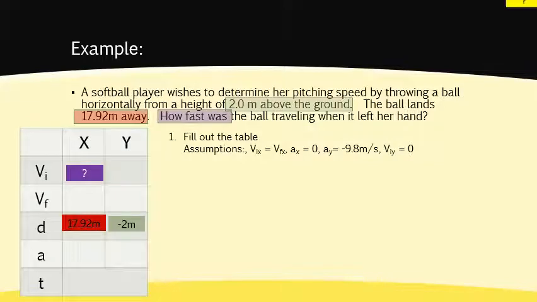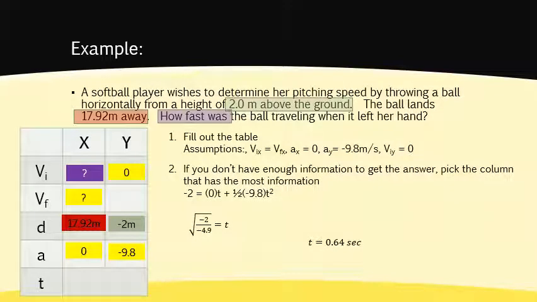So some other assumptions that we made is that vi is equal to vf in the x direction. The acceleration in the x direction is 0. The acceleration in the y direction is negative 9.8. And the initial velocity in the y direction is 0. Again, that's because she threw the ball horizontally.